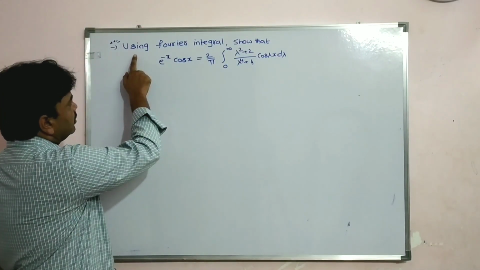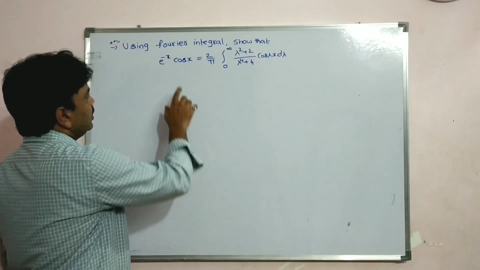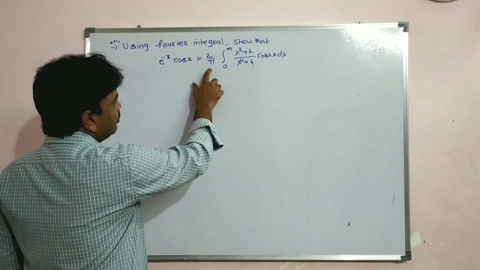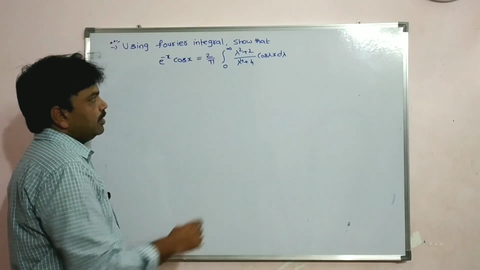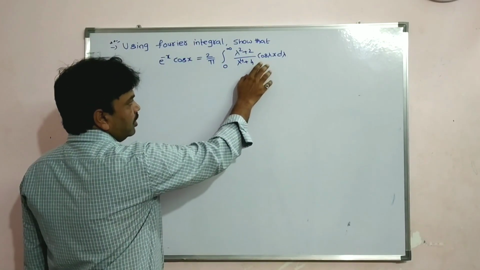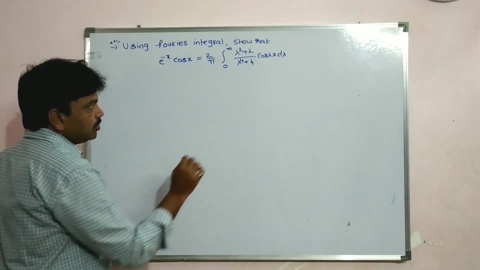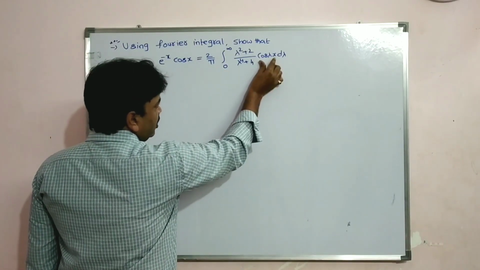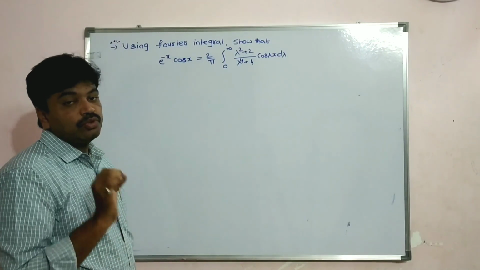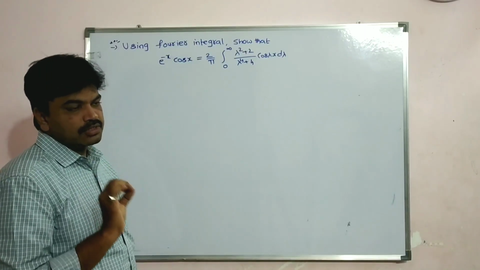Using Fourier integral, show that e power minus x cos x is equal to 2 by pi integral 0 to infinity (lambda square plus 2) divided by (lambda power 4 plus 4) cos lambda x d lambda. Now, if you observe the integration, students, here we have cos lambda x. So, you use here Fourier cosine integral.